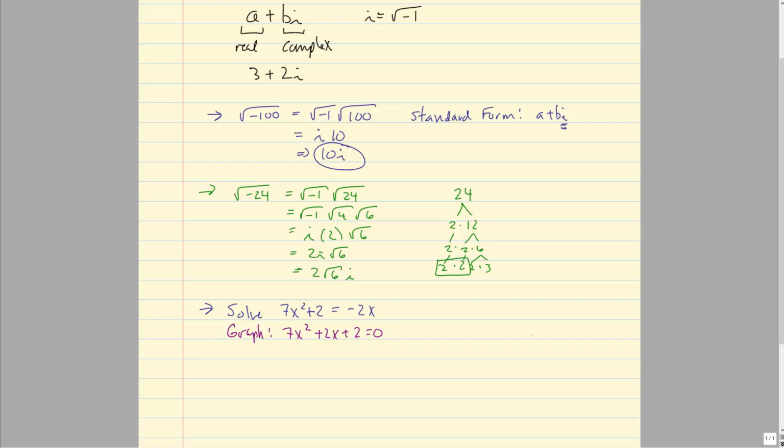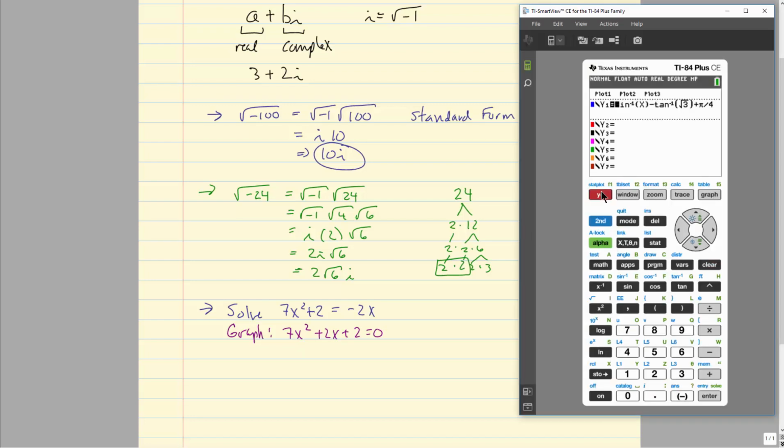So let's go ahead and open that up again. We go over here to y equals, we'll clear everything out. 7x squared plus 2x plus 2.